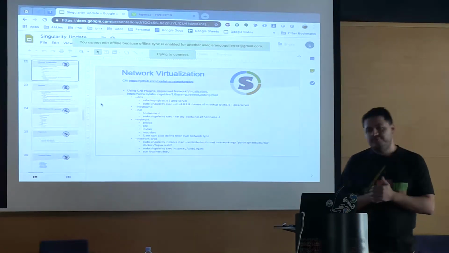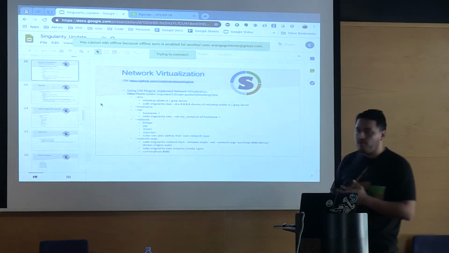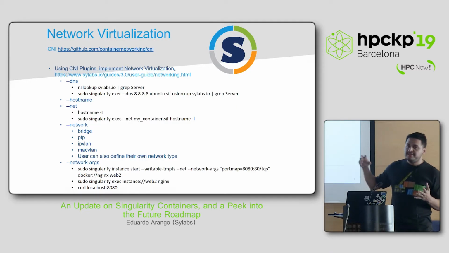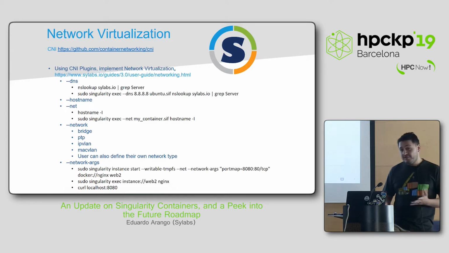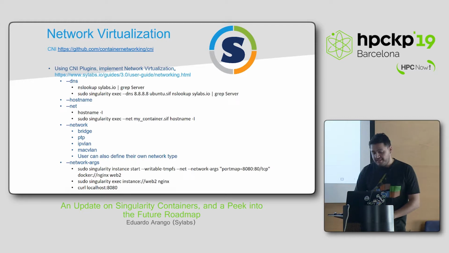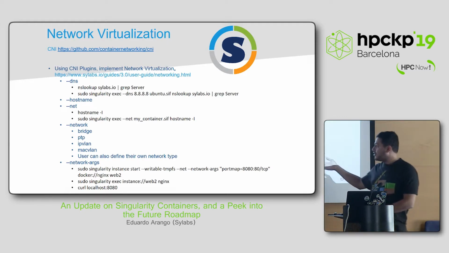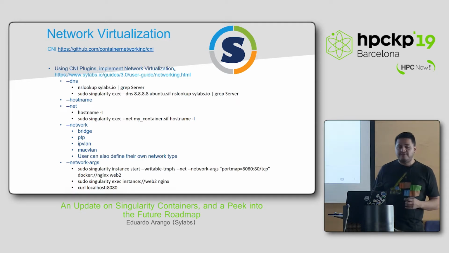Network virtualization. So this is one of the big wins of moving into Go. Singularity adopted the container networking interface, which is part of the OCI environment. And right now, you can do all the fancy networking things. I'm not a network person, so this is like in a different language for me. But you can create DNS, different host names, specific internal networks in your system.